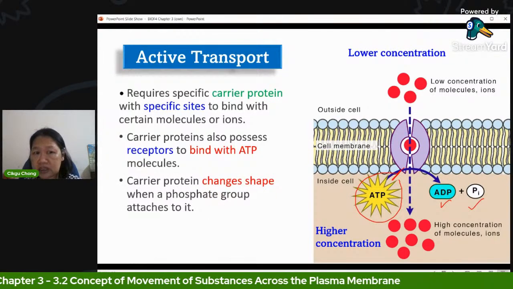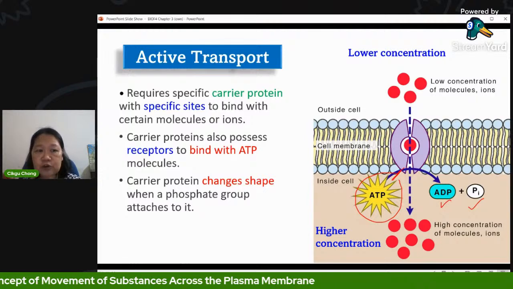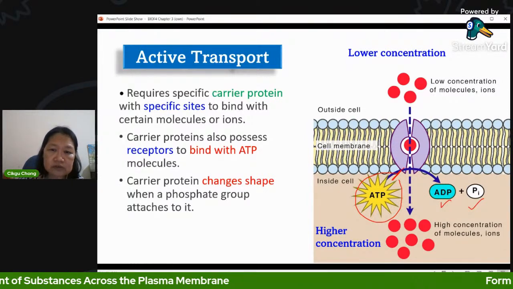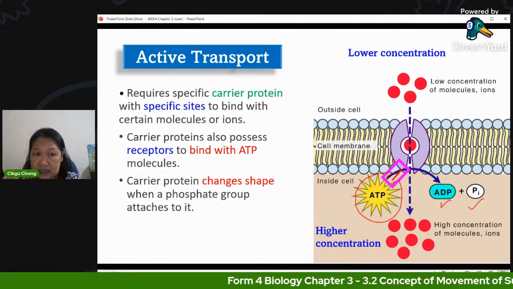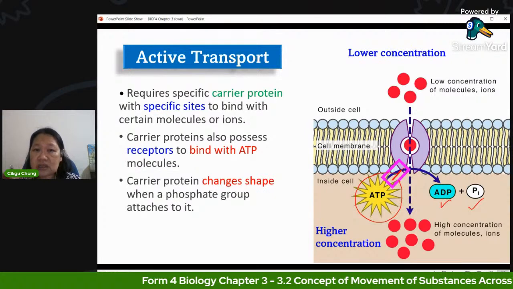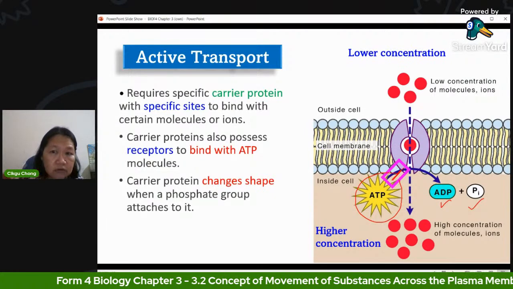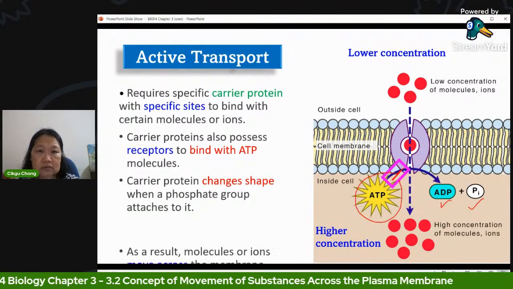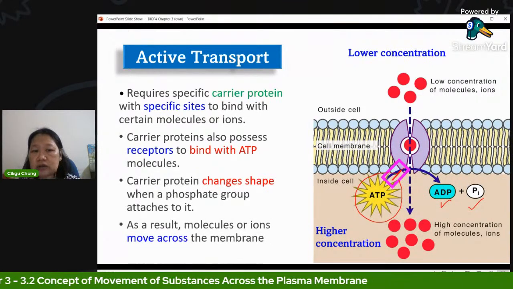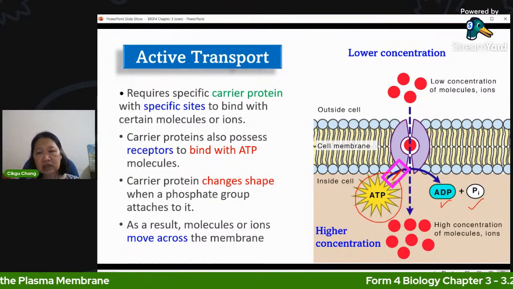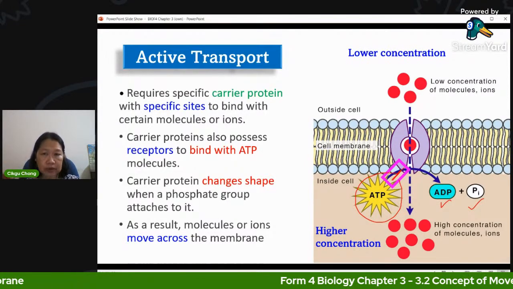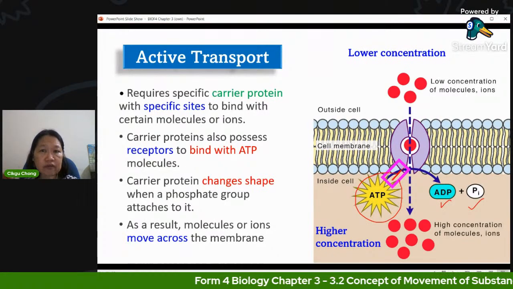The carrier protein changes shape when a phosphate group attaches to it. The phosphate group is from the ATP here. Next one, this is the site to bind the ATP molecule. There's a site there on the carrier protein. As a result, the molecules or the ions will move across the membrane. Even though it is from lower concentration to higher concentration, you'll be able to pump it in, or bring it inside, because there's energy involved.